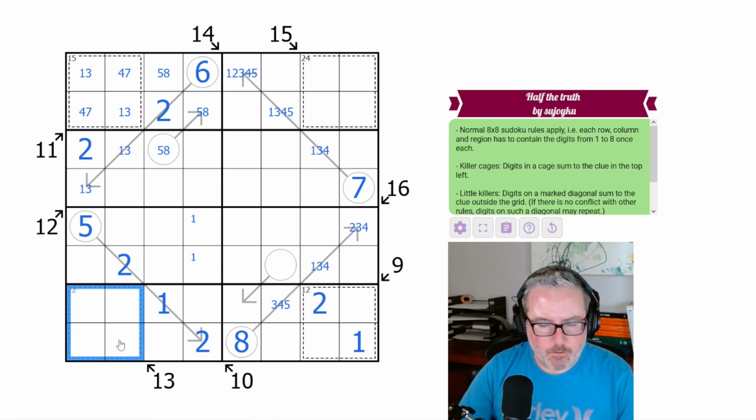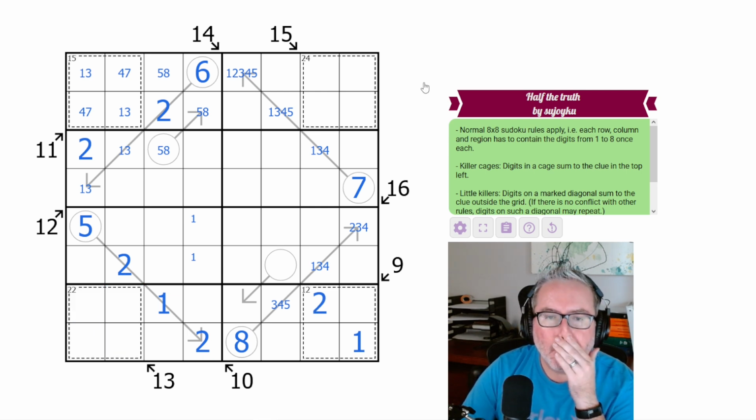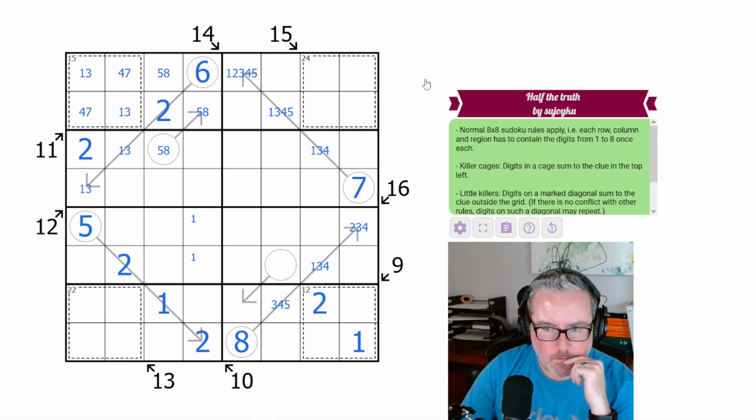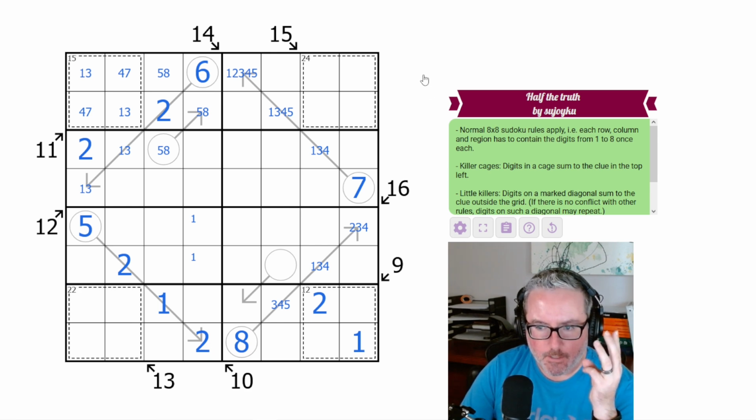Is this 22 cage useful in any way? Because we can't use the 1 or the 2. So the bare minimum is 3, 4, 5, and 6. That's 18. So that doesn't help us very much, because we still have a leftover of 6 there. Or 4 there, sorry. I can do math.